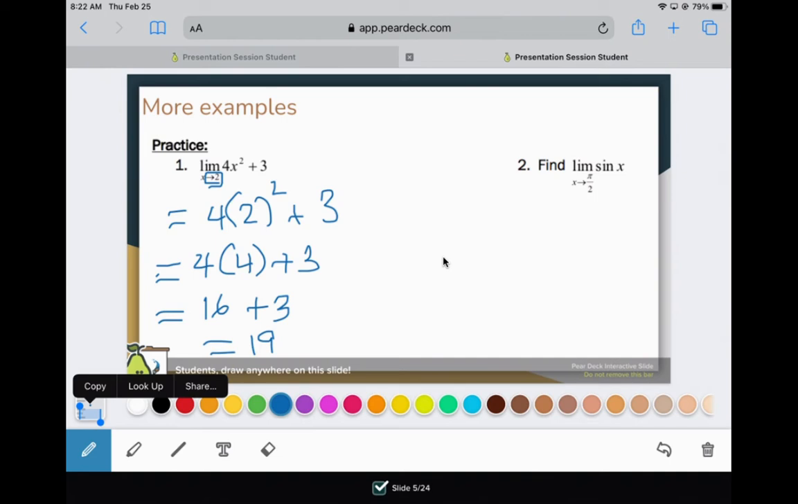Okay. Then for number 2, sine of pi over 2, which is 1. If you use a calculator and plug it in, that will give you 1. All right. So that's good. We got it. It's direct substitution. Not much we need to do.